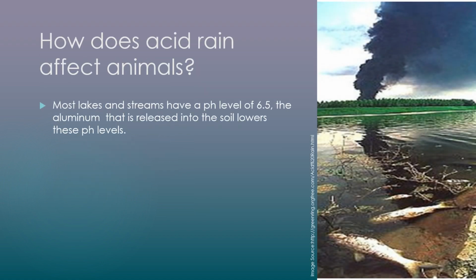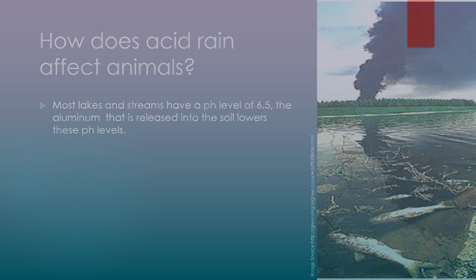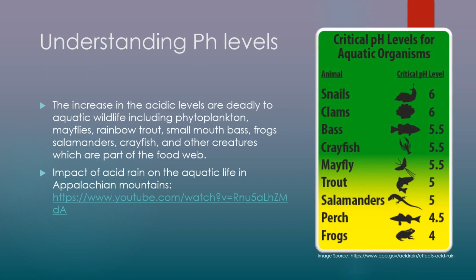Okay, so since most lakes and streams have a neutral level, the aluminum that's being released into the soil lowers these pH levels, which makes them more acidic. So when you increase the acidic levels, this is very deadly to the aquatic life because as you can see, the critical pH levels and anything lower than that will kill them.